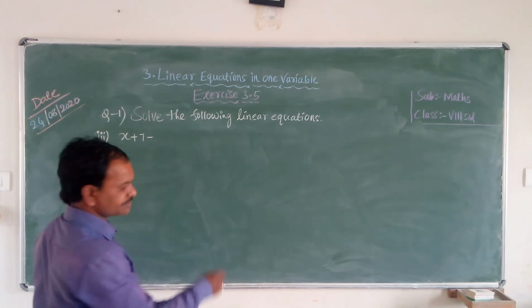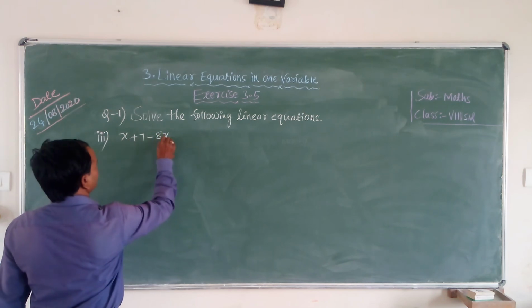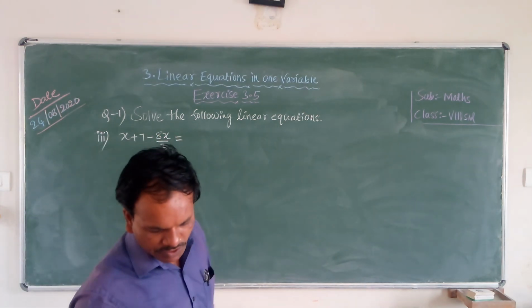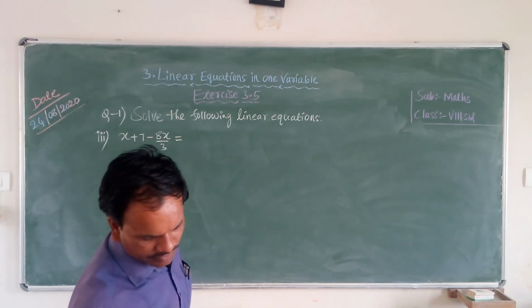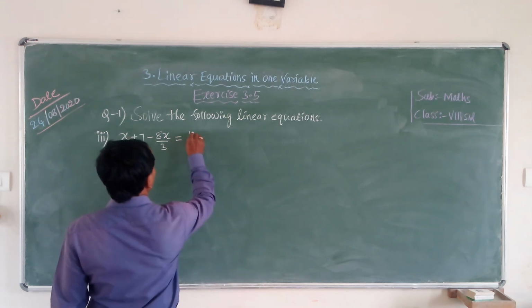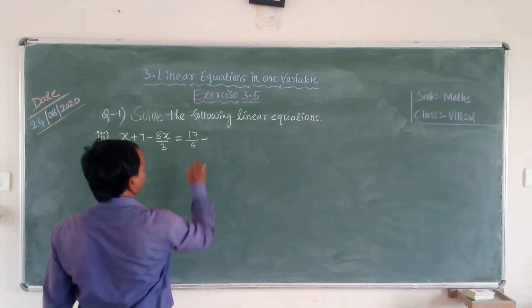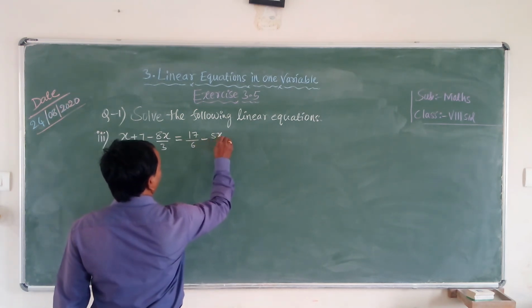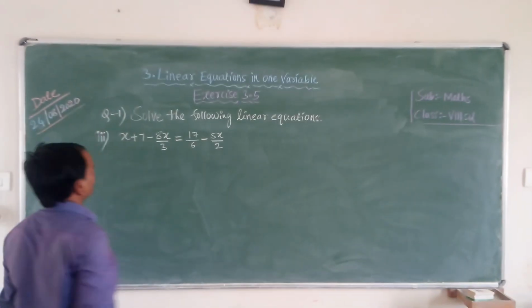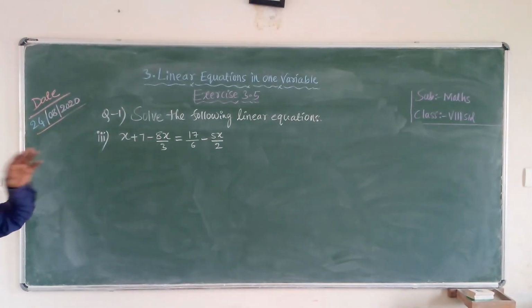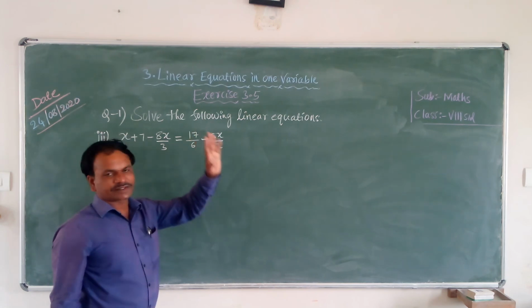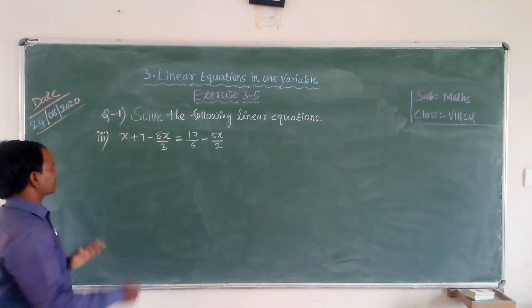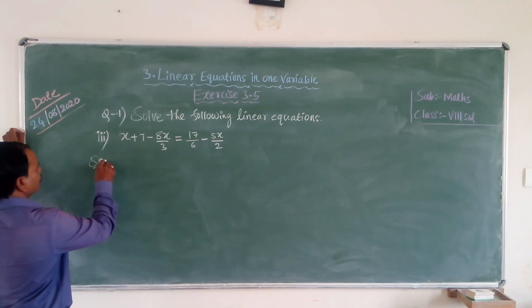8x by 3 is equal to 17 by 6 minus 5x by 2. So like this you can say, on the RHS side x is there, on the LHS 2 times x is there. See here what happens here, how to do this.